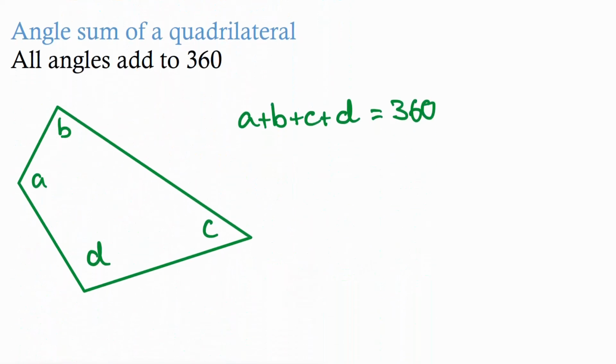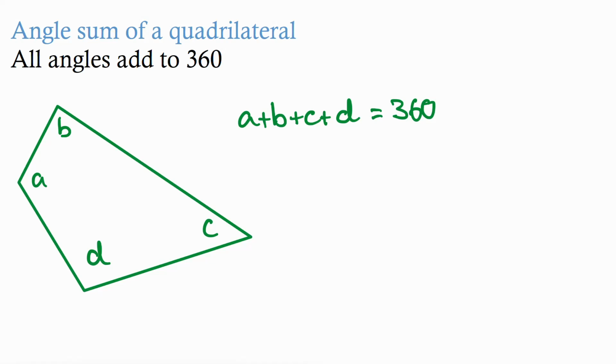Alright, moving on from parallelogram, we've got the angle sum of a quadrilateral. So all angles in a quadrilateral add up to 360. Now the reason for that is because if you cut it, let's say here, you've got two triangles. Angle sum of a triangle is 180. You have two triangles, so it has to be 360. Okay? So we can use this rule to answer a range of questions.